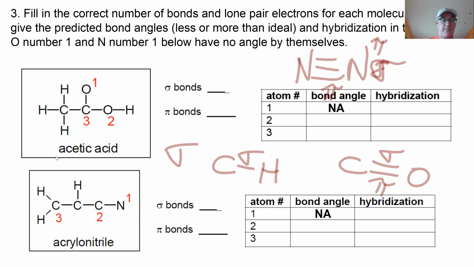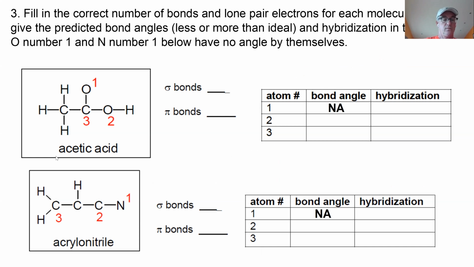So let's count up. Let's do the first one together. This is acetic acid. This is vinegar. So the first thing we need to do is actually get all the bonds right. Make sure we have enough bonds. So look here, and do you see any atoms that don't? Let's just add electrons where we need them.